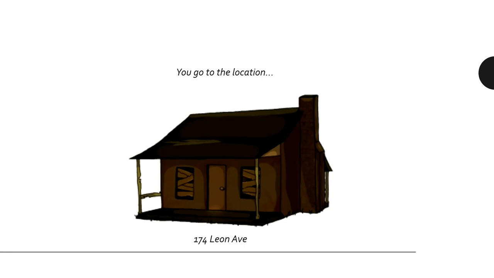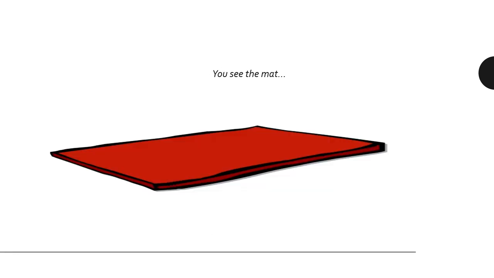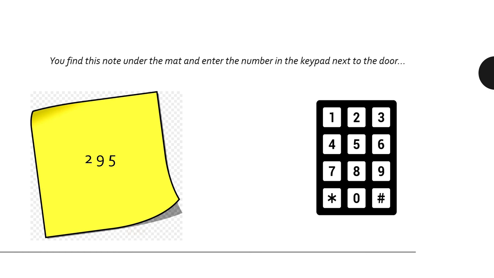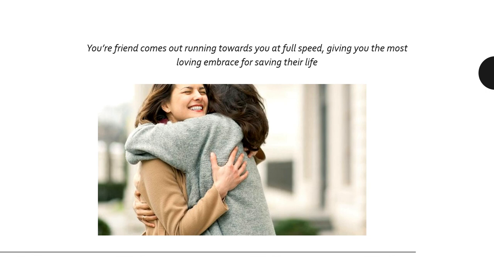All right, so you end up going to the location that you read from the decoded message, 174 Leon Avenue. You then see this mat. Under the mat, you find this note. And this note has the 3 numbers 295. You enter these numbers in the keypad next to the door. You swing the door open, and your friend comes running towards you at full speed, giving you the most loving embrace for saving their life. And you ended up saving the day.